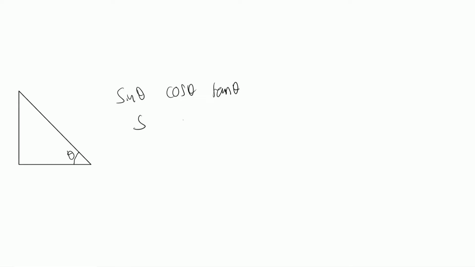Well, we use something called SOH CAH TOA, where this first part means that sine theta equals the opposite side over the hypotenuse. You have cos theta, which is equal to the adjacent side over the hypotenuse, and you have tan theta, which is equal to the opposite side over the adjacent.